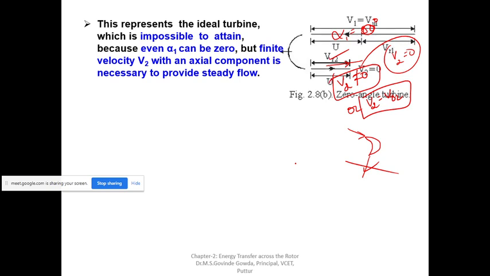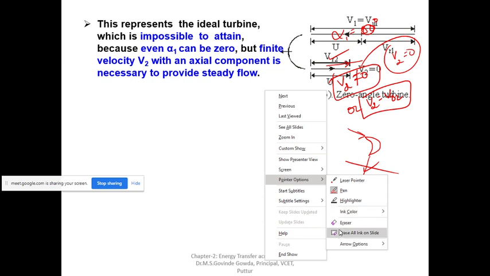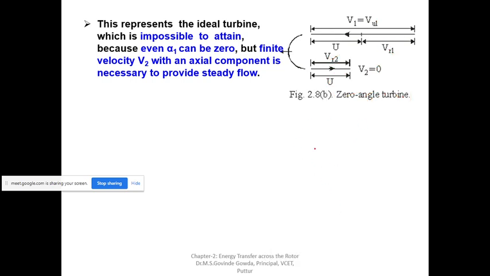So this is the zero angle turbine velocity triangle. Again, I will ask you to draw this zero angle turbine velocity triangle. I will just erase this. So I just want you to take this zero angle turbine.